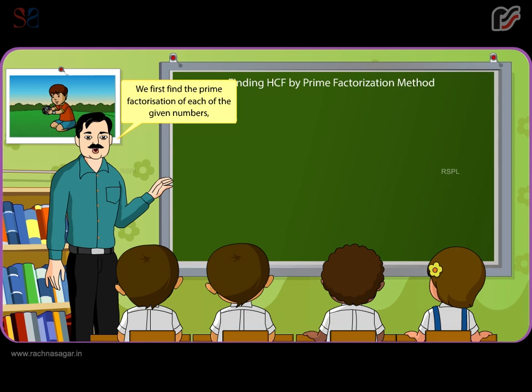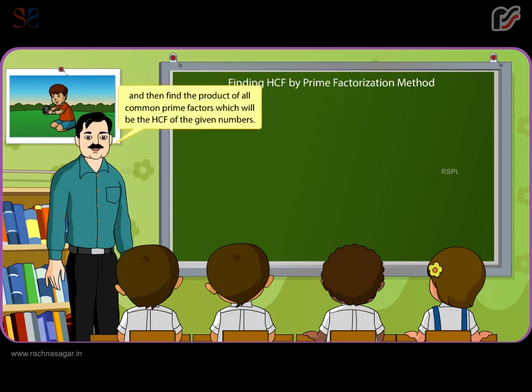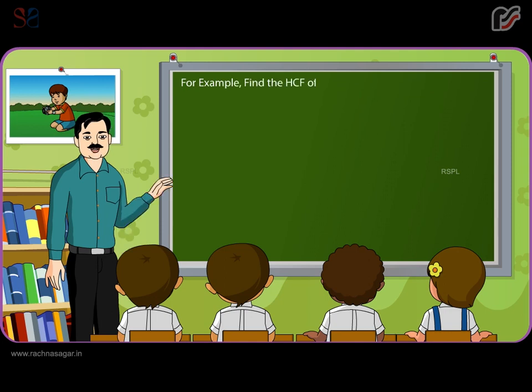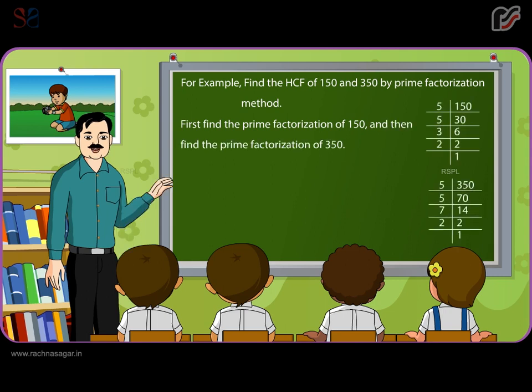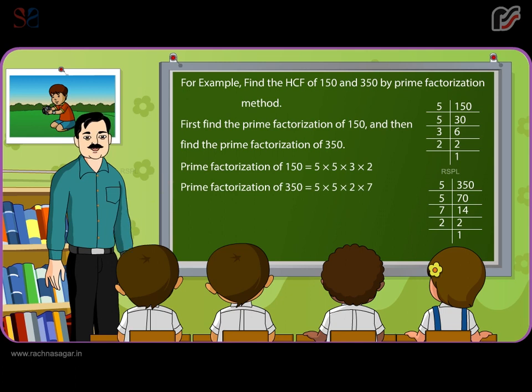Finding HCF by prime factorization method. We first find the prime factorization of each of the given numbers and then find the product of all common prime factors, which will be the HCF of the given numbers. For example, find the HCF of 150 and 350 by prime factorization method. Solution. Prime factorization of 150 is equal to 5 multiplied by 5 multiplied by 3 multiplied by 2. Prime factorization of 350 is equal to 5 multiplied by 5 multiplied by 2 multiplied by 7. Here, common factors are 5, 5, and 2. Therefore, HCF is equal to 5 multiplied by 5 multiplied by 2 is equal to 50.